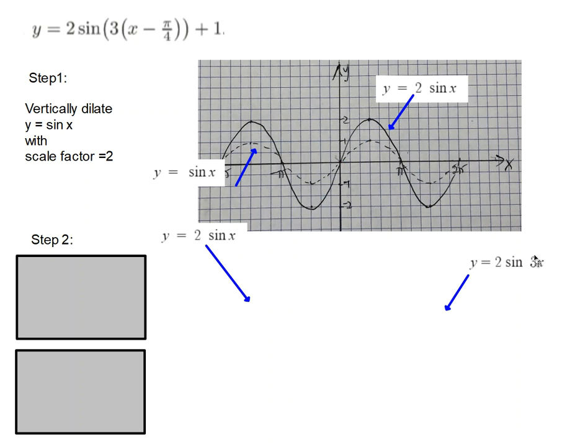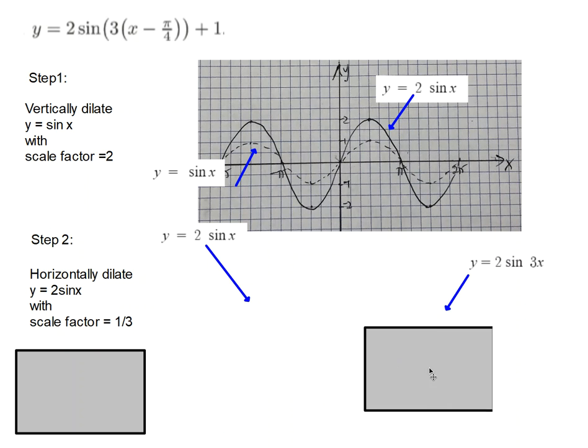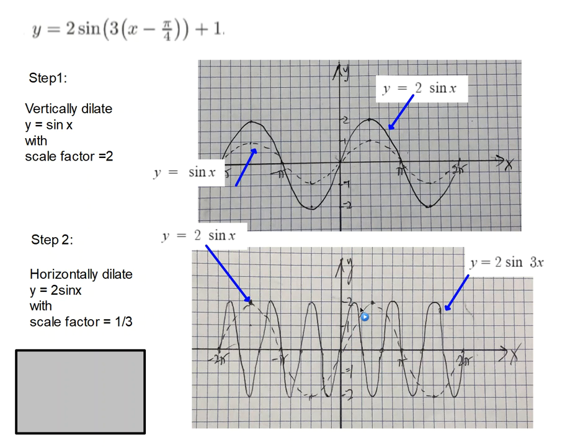2 sine 3x. The number here tells me that this is a horizontal dilation of 1/3. We have to horizontally dilate y equals 2 sine x with a scale factor of 1/3. So we started with, the dashed line now is 2 sine x.